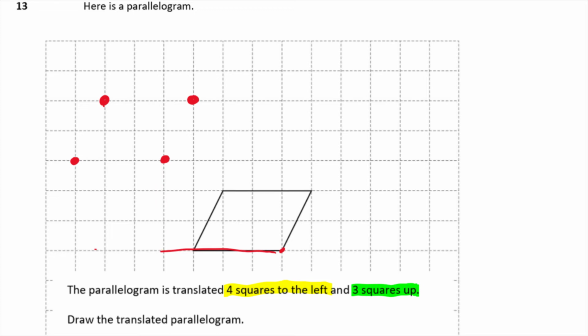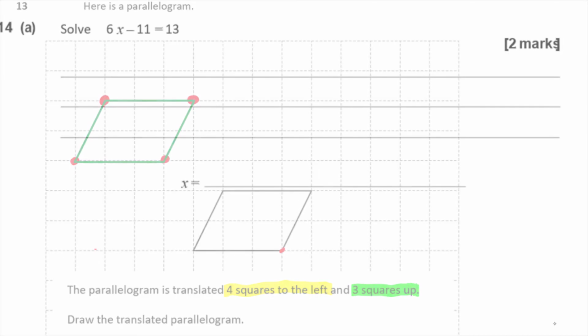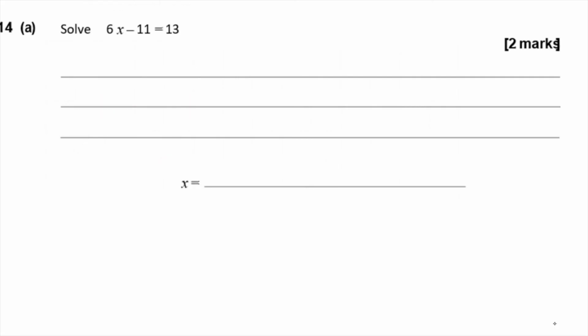Okay? So once you've worked out where each of your corners go, then you can join them up into a nice shape. Don't try and translate the shape. Translate the corners and then join them up like that. All right? So that's my translated parallelogram. Question 14a, solve 6x minus 11 equals 13.